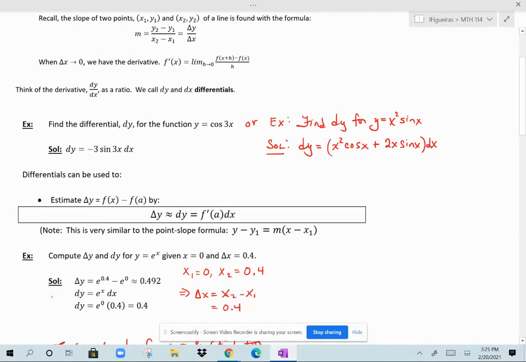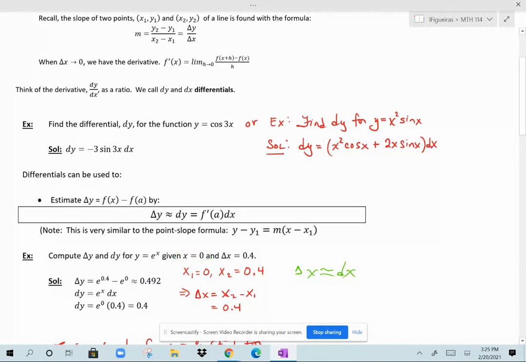To compute dy, I basically take the derivative of e to the x, which is itself, followed by dx. We know that the original value is at 0, so you plug in 0 for x. When your delta x is small, it is your dx, so I plug in 0.4 for dx. I know that e to the 0 is 1, so 1 times 0.4 means that dy is equal to 0.4, which is approximately equal to my delta y.